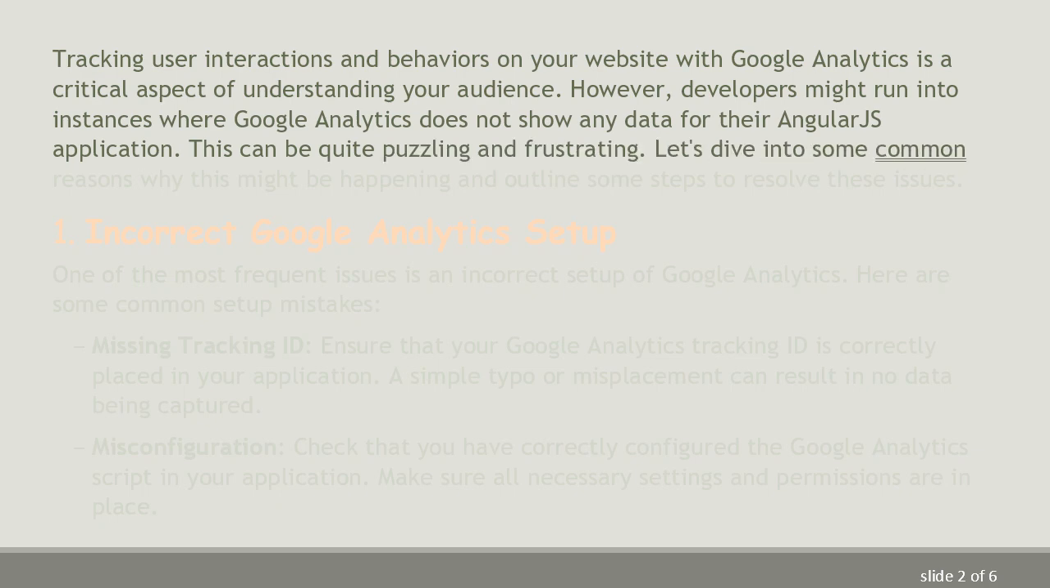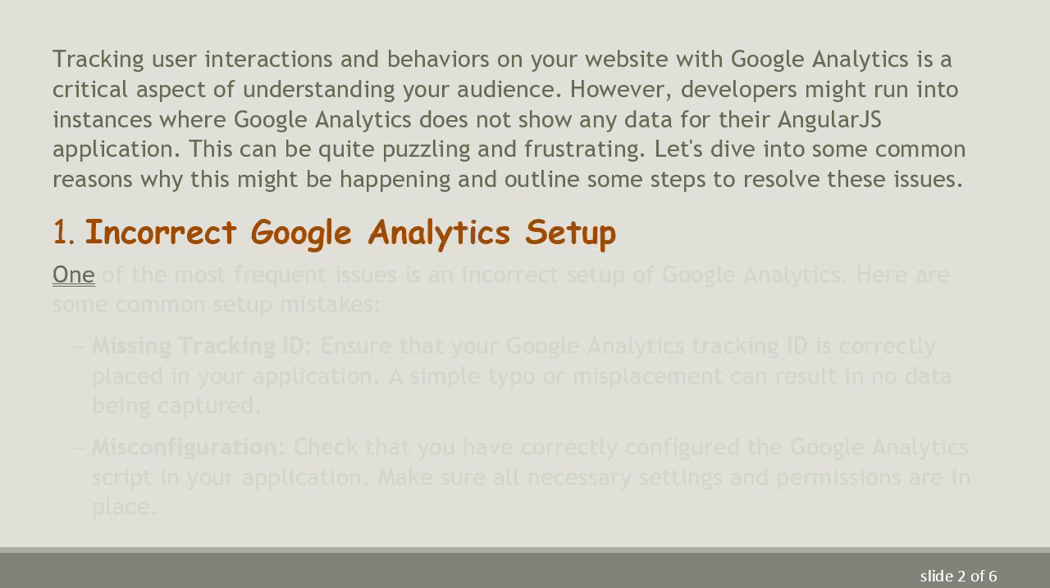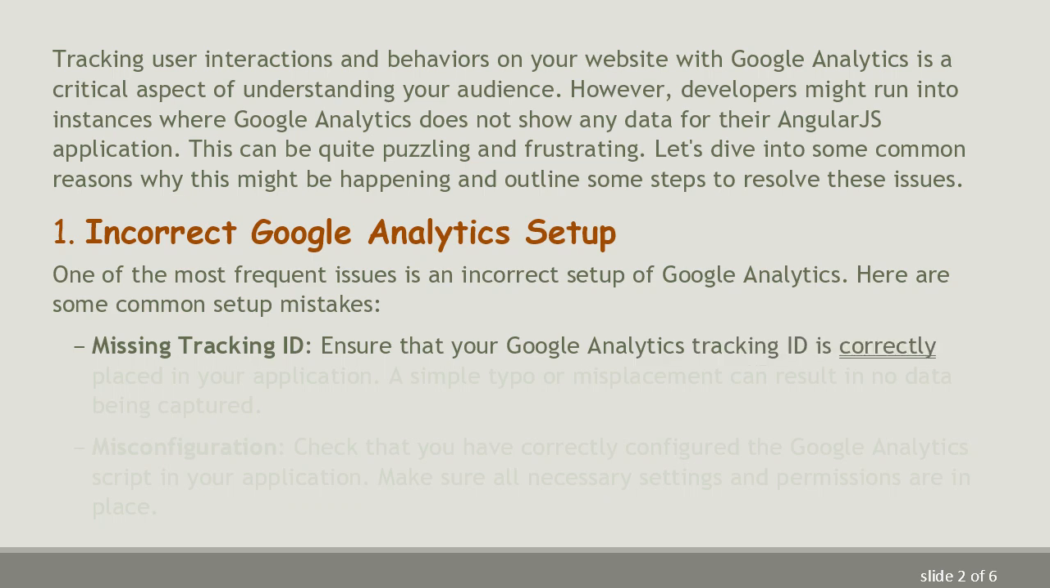Let's dive into some common reasons why this might be happening and outline some steps to resolve these issues. 1. Incorrect Google Analytics setup. One of the most frequent issues is an incorrect setup of Google Analytics. Here are some common setup mistakes. Missing tracking ID. Ensure that your Google Analytics tracking ID is correctly placed in your application. A simple typo or misplacement can result in no data being captured.